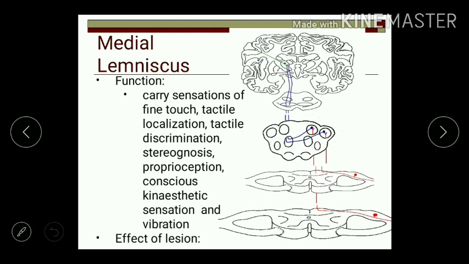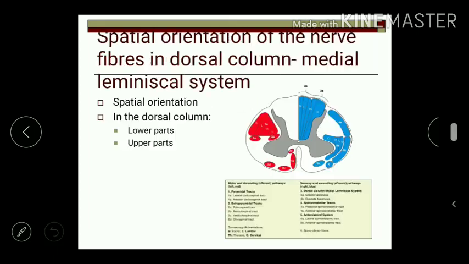So if there is a lesion in the tract, in the spinal cord, what happens? On the same side, all the sensations are lost because the tract crosses after the medulla oblongata, you can see here. After the medulla oblongata, the nucleus gracilis and cuneatus, from which second order neurons arise and they cross. What happens when there is a lesion of this tract in the spinal cord? There is loss of all these sensations from the same side. Which are the sensations? They are fine touch, tactile localization, tactile discrimination, stereognosis, proprioception, conscious kinesthetic sensation and vibration.